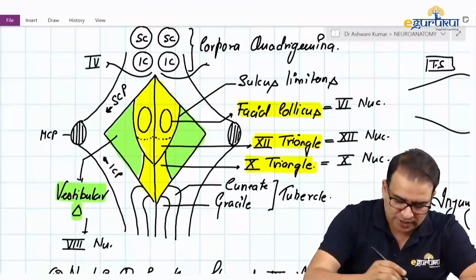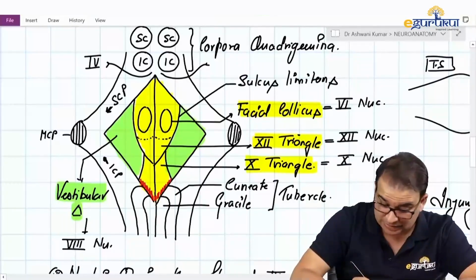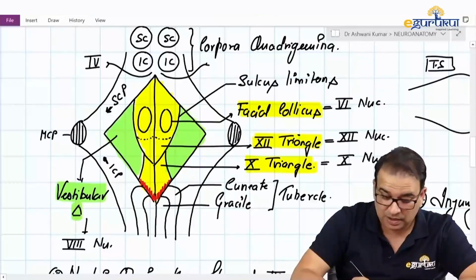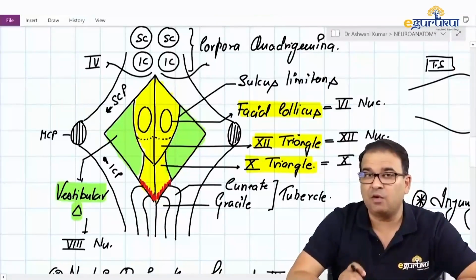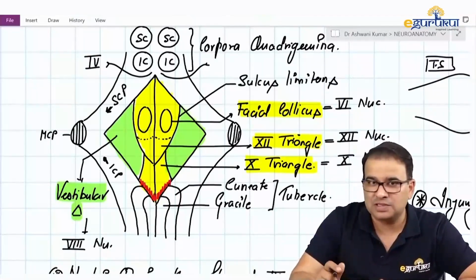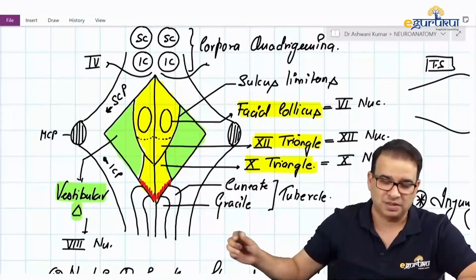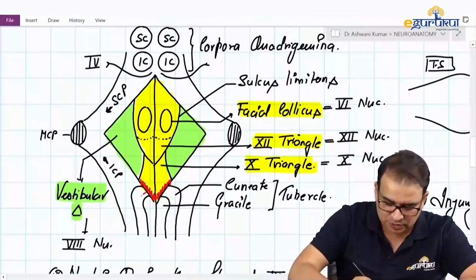It is also to be noted that this inferior angle of the fourth ventricle is a site where the blood-brain barrier is not present. And what we said, the areas devoid of blood-brain barrier are called circumventricular organs, and one of the circumventricular organs is here only. That is what? The area postrema. The vomiting center, the area postrema.